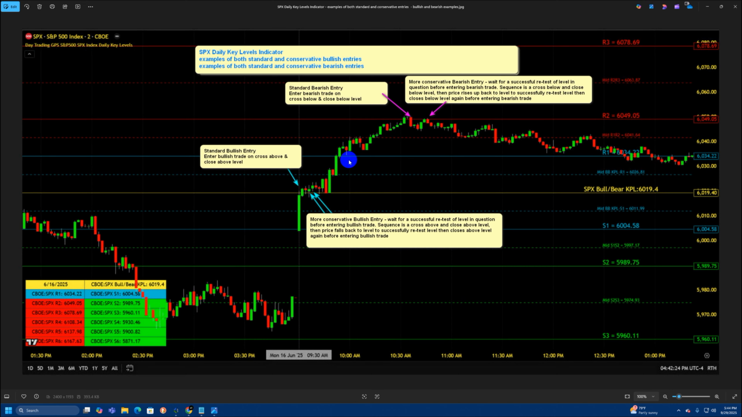Okay, so just to take this one step further, as you can see here on the R1 level, we had a cross above and close above this level. So if you missed this entry here, or if you're the kind of trader who prefers taking trades off of other levels besides the bull bear key price level, then you have a cross above, close above here, and you would take that entry here, and you would base your entry on the R1 level.